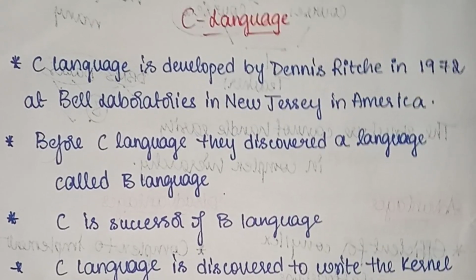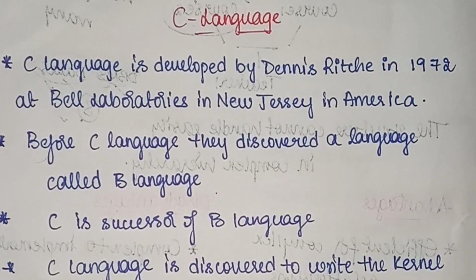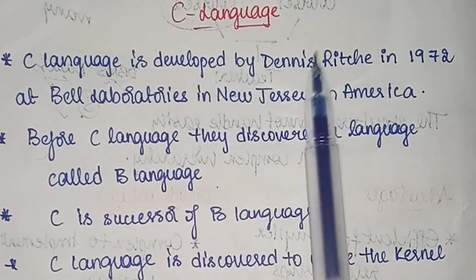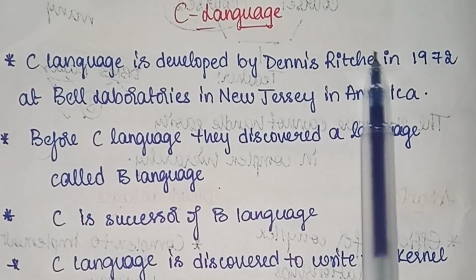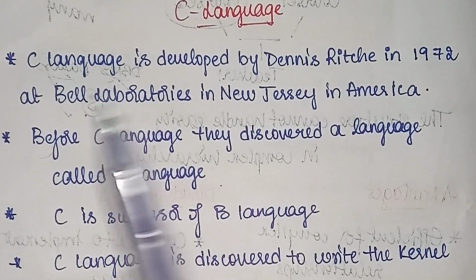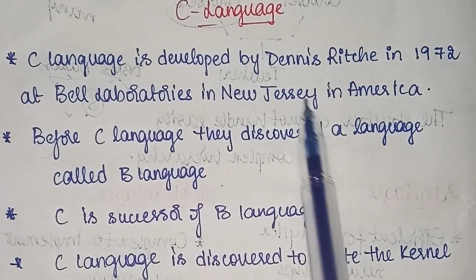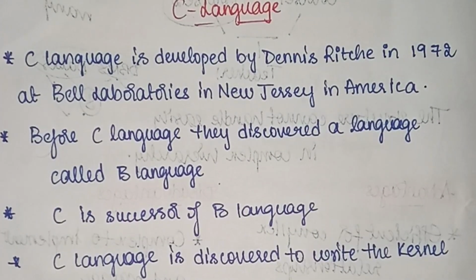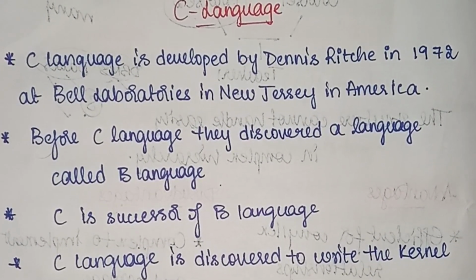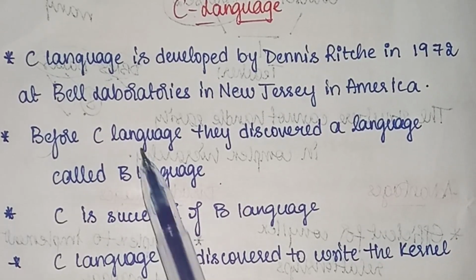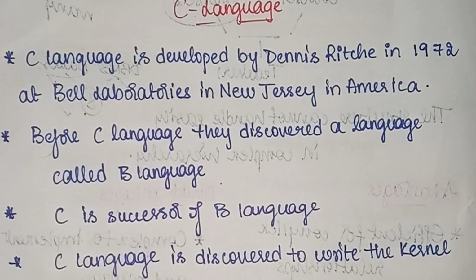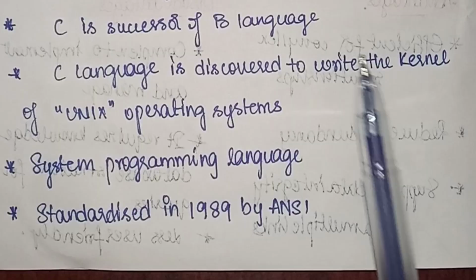So now let us see what is the history of C language and how the C language works. C language was developed by Dennis Ritchie in 1972. He is the sole author who developed the C language, and this was developed at Bell Laboratories in New Jersey in America. Before C language there was a language called B language, and C language is called the successor of B language.